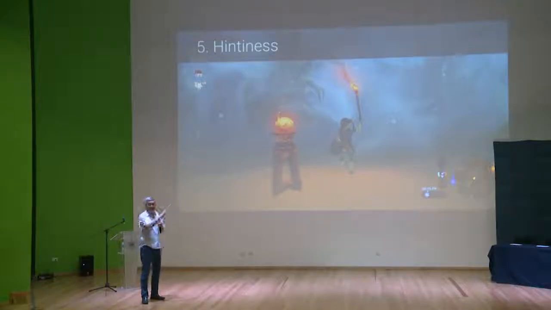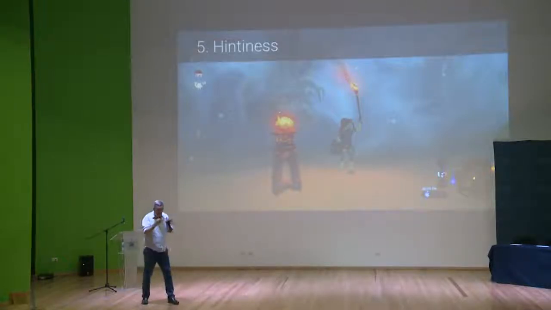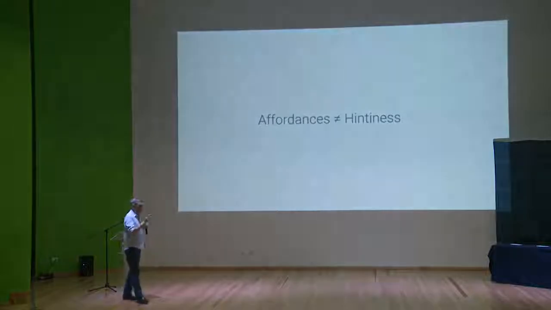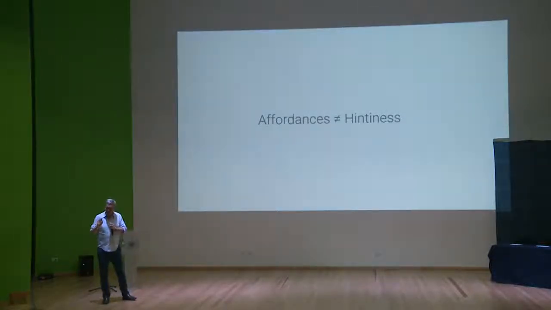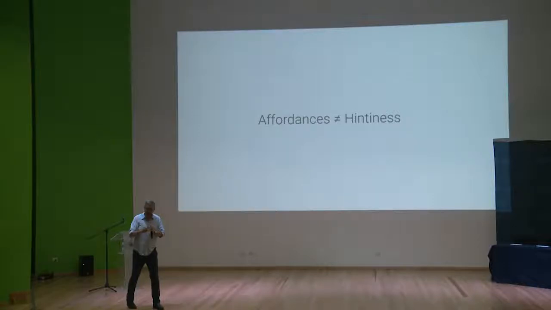And you have a torch and there's a hint. I don't want to give it away, but you need the torch to figure out which way to go. And it's about making you pay attention and looking for better ways of going. And Raph was very important to point out that affordances are not the same as hintiness. And I was a little confused. You're still telling the user something, you're still showing. He goes, no, there's a big difference.